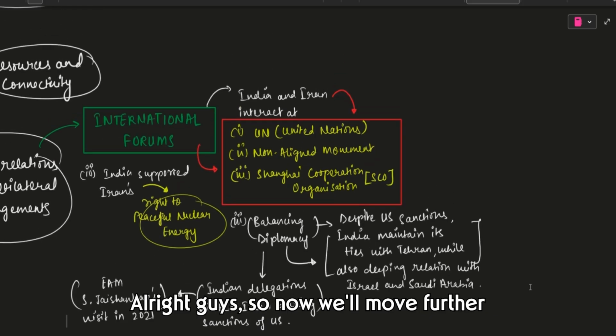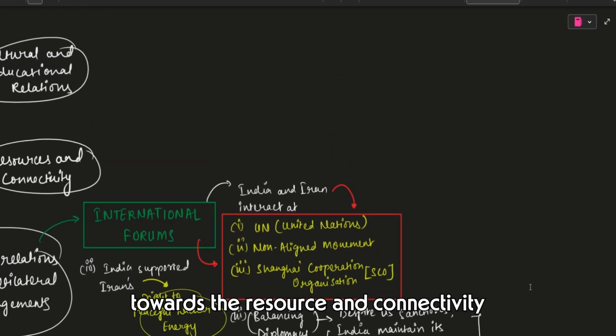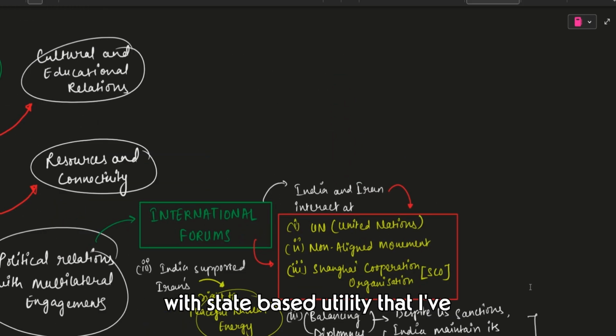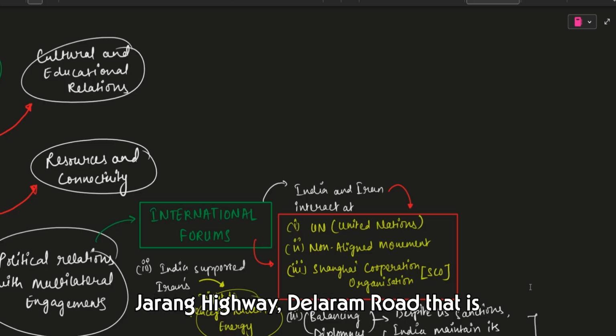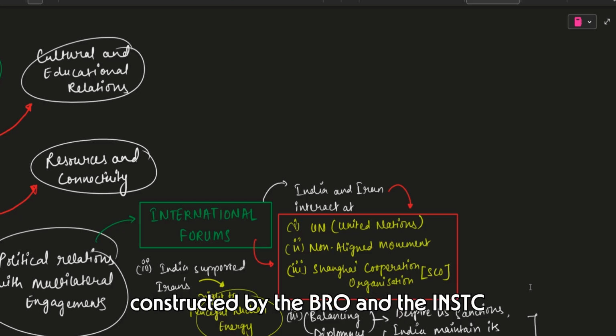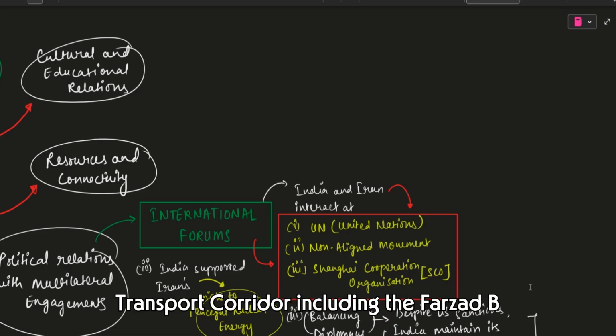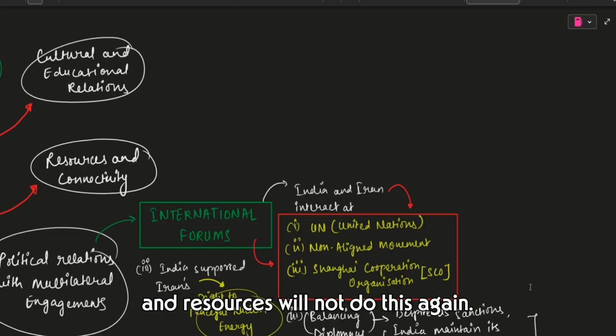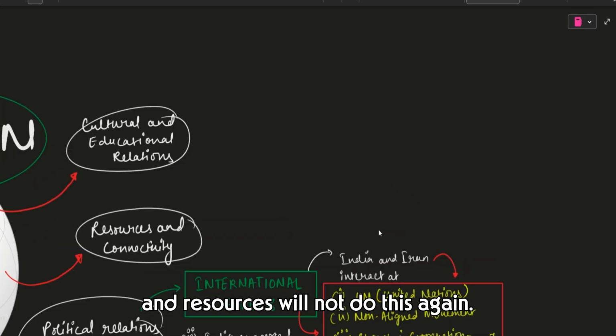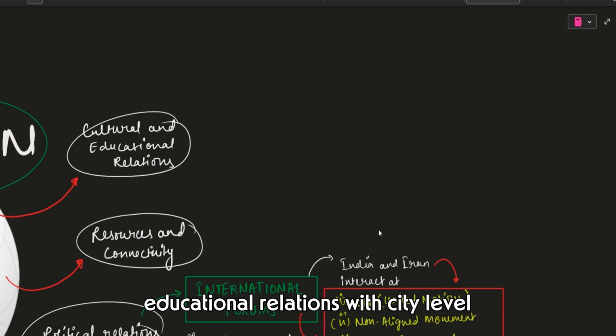All right, guys. So now we'll move further towards resources and connectivity with state-based utility that I've already told you: the Chabahar Port, Zaranj-Delaram Highway, a road constructed by the BRO, and the INSTC, which is the International North-South Transport Corridor, including the Farzad B gas field. So these are the connectivity and resources. We'll not do this again. We'll just move towards the cultural and educational relations with city-level examples.